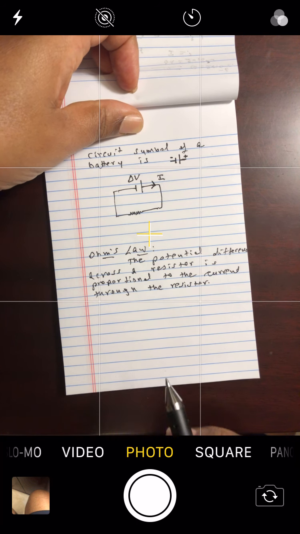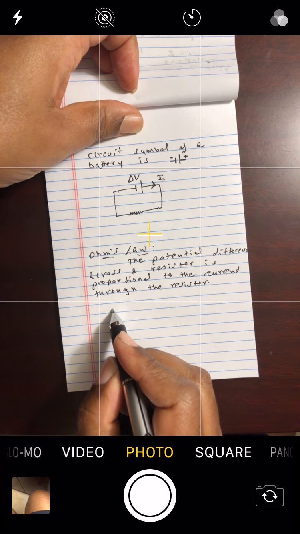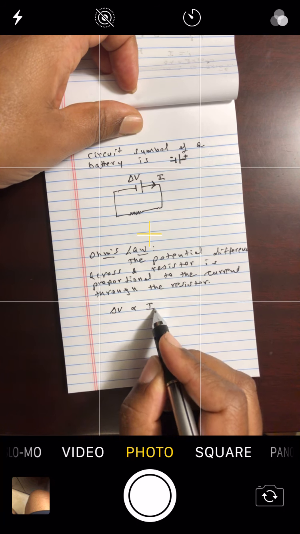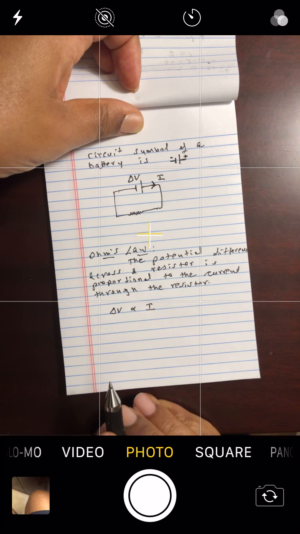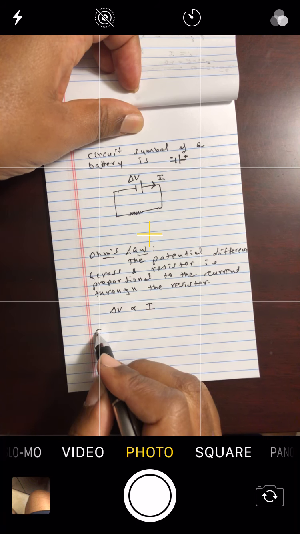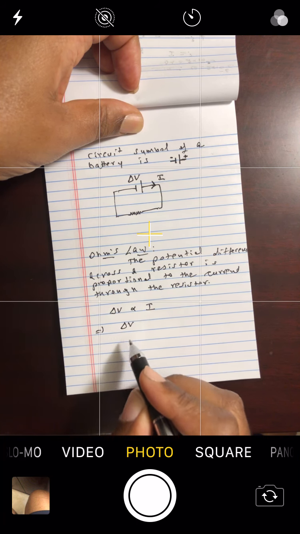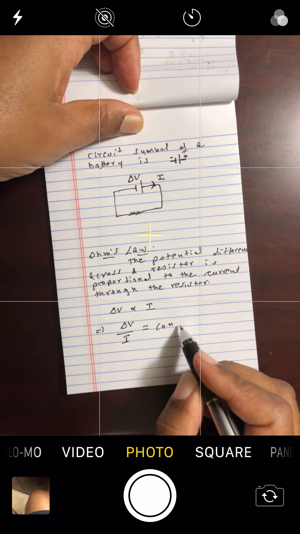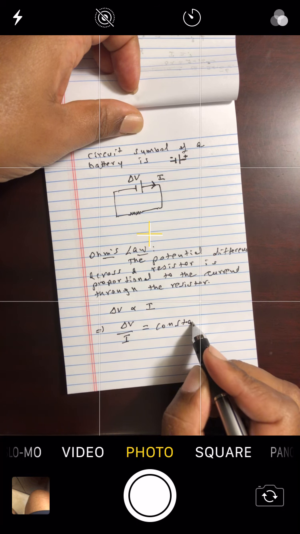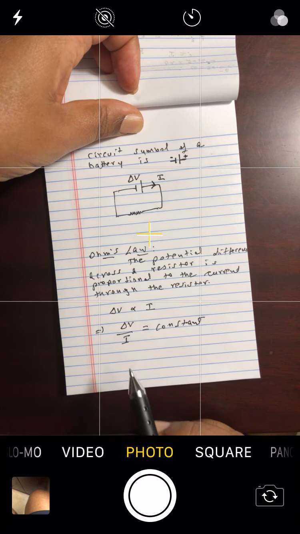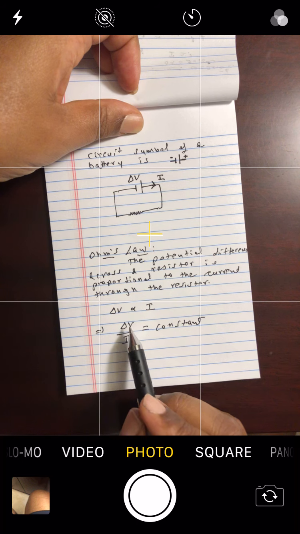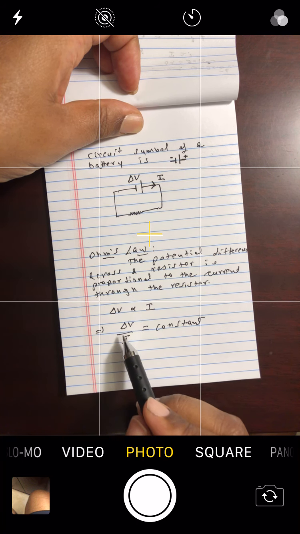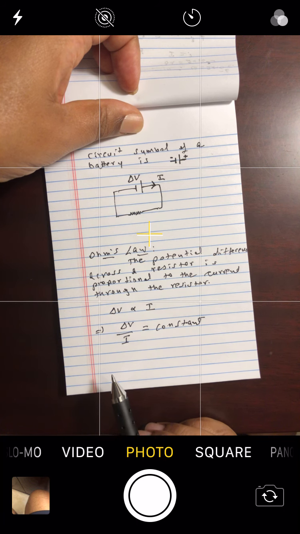Okay, so what that means is, if you get the ratio, let's say delta V is proportional to current. This is Ohm's law. This means the ratio between the potential difference and the current is a constant. The potential difference and the current might change, but the ratio will remain the same. If you double the potential difference, the current will double, so the ratio remains the same. If you triple this one, it will triple, so the ratio will always remain the same.